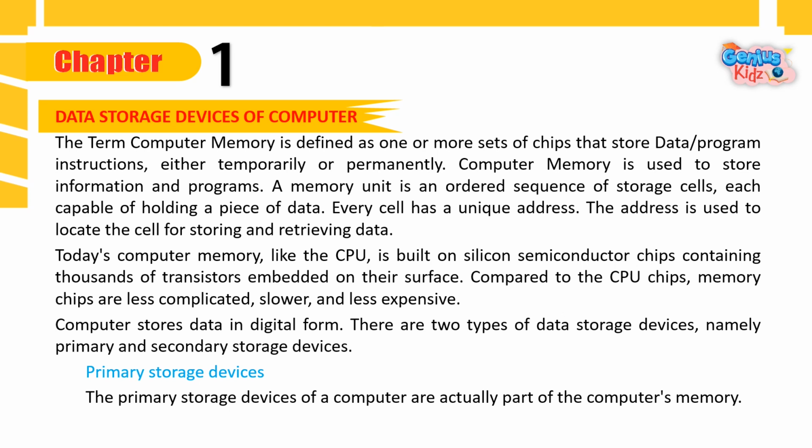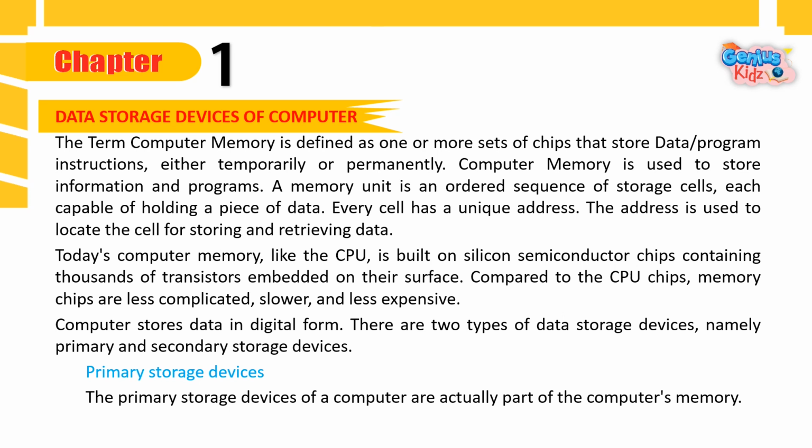Today's computer memory, like the CPU, is built on silicon semiconductor chips containing thousands of transistors embedded on their surface. Compared to the CPU chips, memory chips are less complicated, slower, and less expensive. Computer stores data in digital form. There are two types of data storage devices, namely primary and secondary storage devices.